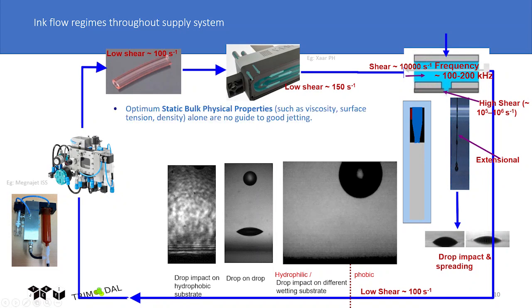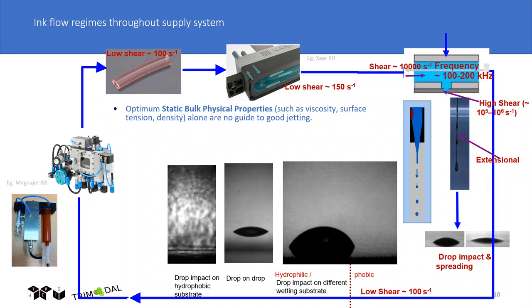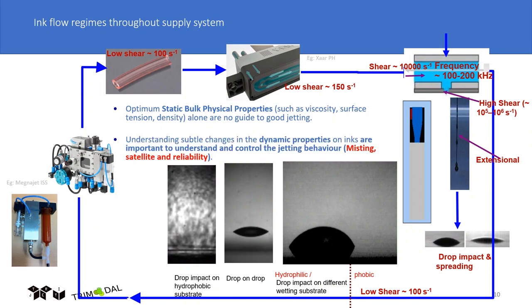So think about it. All the ink vendors would make an optimum static bulk process, because that alone is never a good guide to a jet. It is a good starting point, but you will never guarantee. This is why you have batch-to-batch variation, right? You will always tailor that ink. So understanding the subtle change in the dynamic properties becomes a very important part in controlling what I call the MSR, misting satellite reliability.